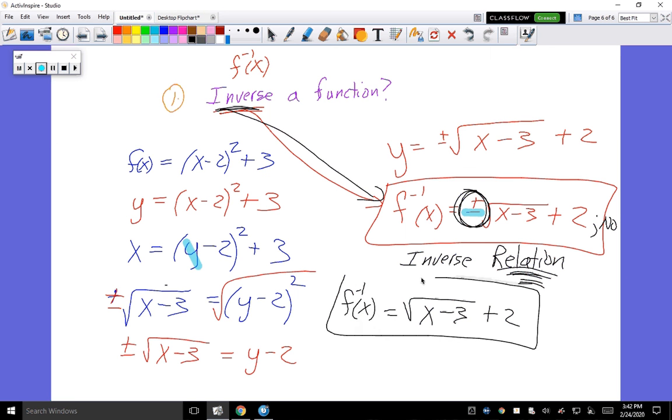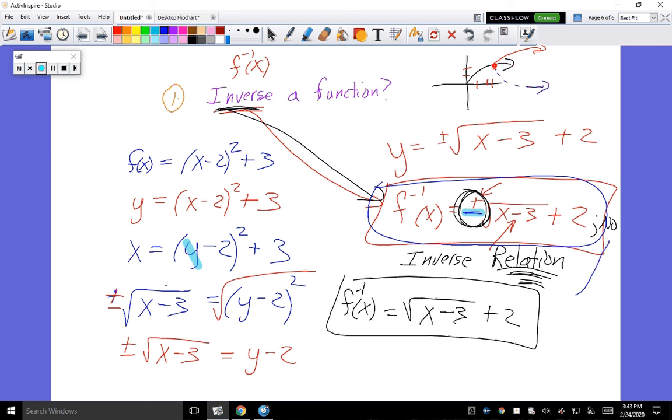So think about it this way. This right here comes from the family of square root of x. It was shifted 3 to the right and 2 up. And if I did the positive piece, it's this one. But if I did the negative piece, it would be down here. And I can't draw that and it still be a function. You with me? So, as far as relation goes, this is our inverse relation. It's not a function, because it can only have the positive piece to be a function.